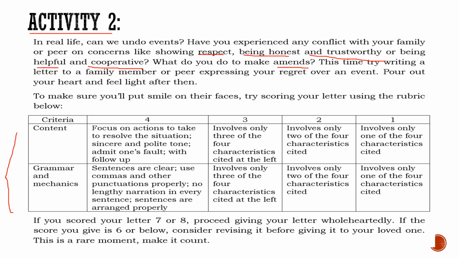So here is the description. If you score your letter 7 or 8, proceed to give your letter wholeheartedly. If the score you give is 6 or below, consider revising it before giving it to your loved ones. This is a rare moment. Make it count. So again, this activity 2 is optional. If you want to deal with this activity, then deal with it.